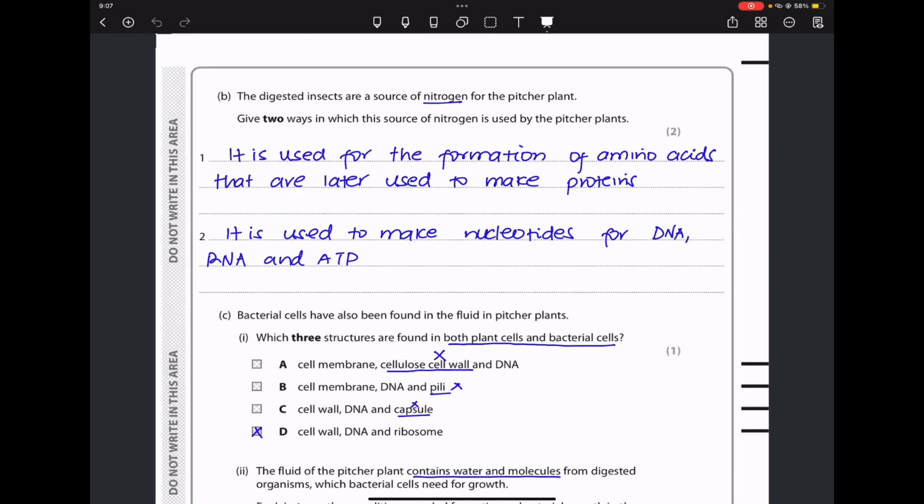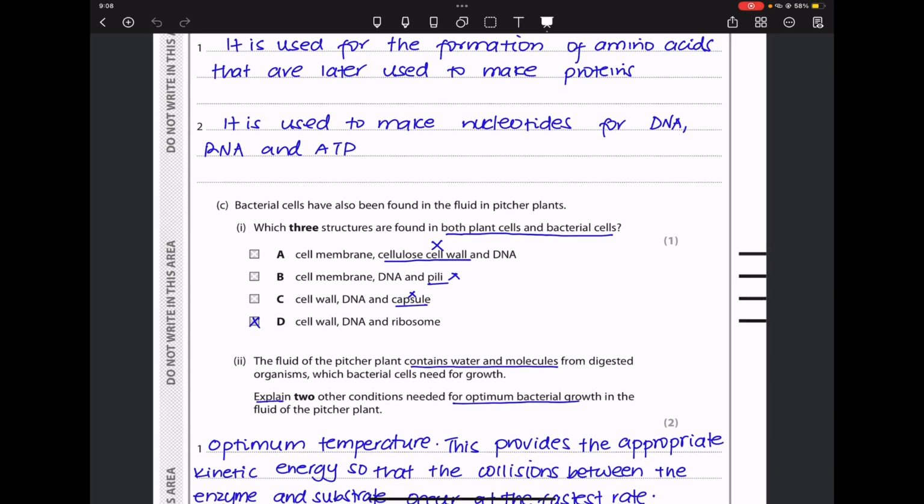In Part B, the digested insects are a source of nitrogen for the pitcher plant. Give two ways in which this source of nitrogen is used by the pitcher plant. Nitrogen is contained in many substances within a cell. One example is proteins, so the nitrogen is going to be used in the formation of amino acids, which can be used to make proteins. Also, it can be used to make nucleotides for the formation of DNA, RNA, as well as ATP.